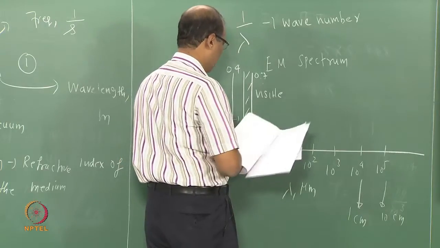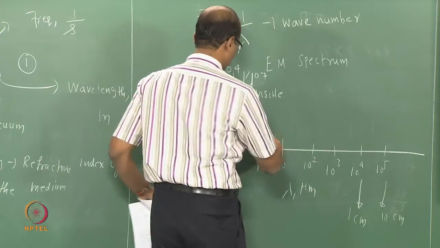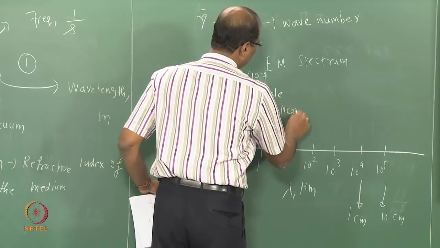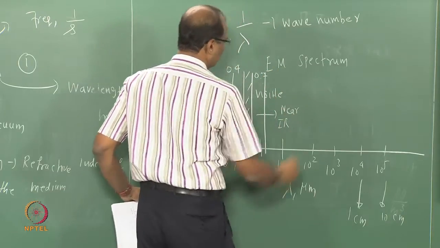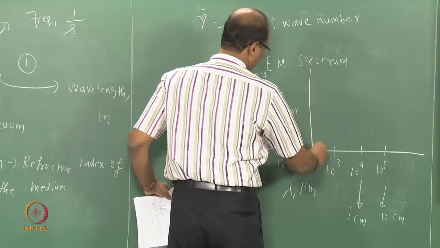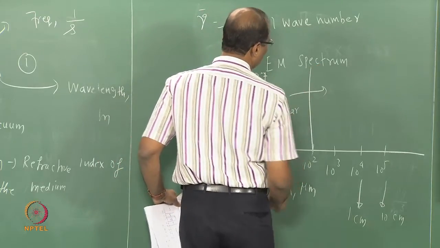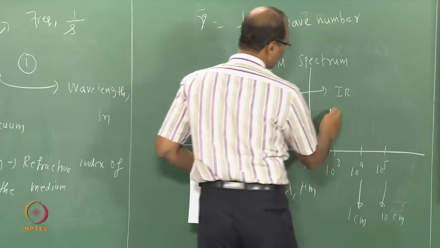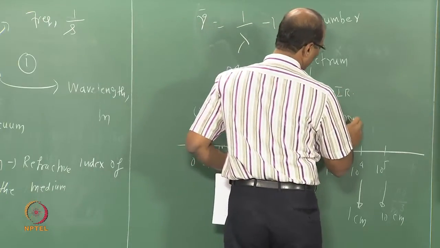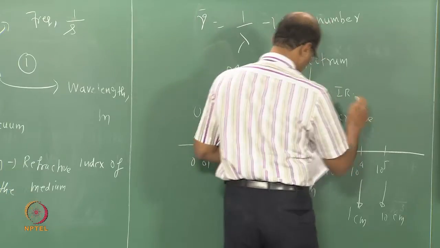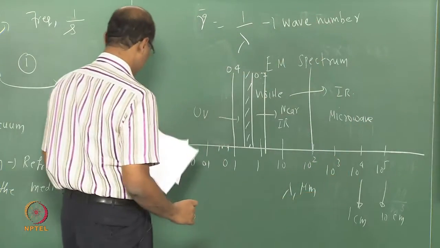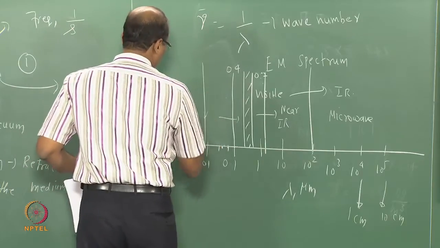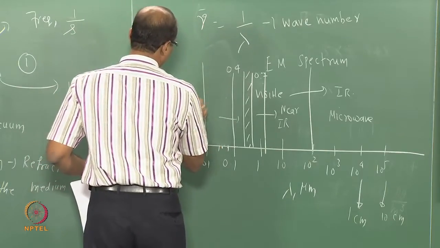So then, 0.7 to 4, I think, this is called near IR, infrared. Then this 4 to 100 is called infrared. Beyond this is called microwave. So X-rays will come somewhere here.